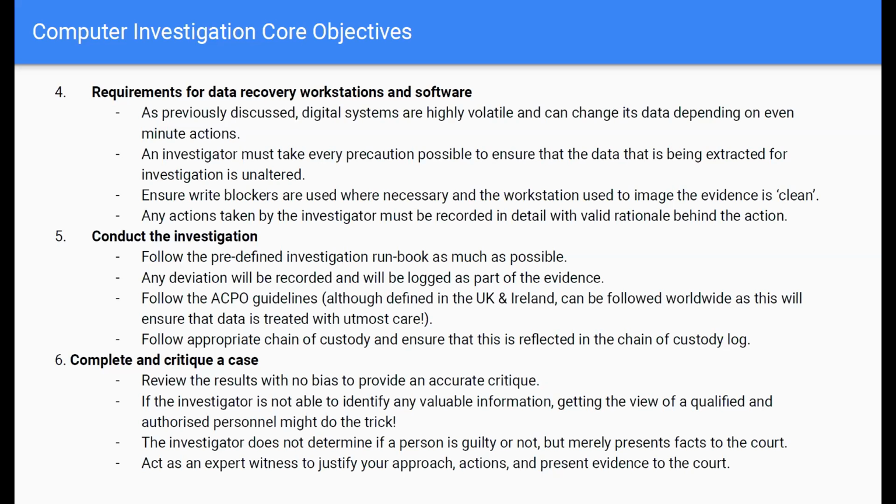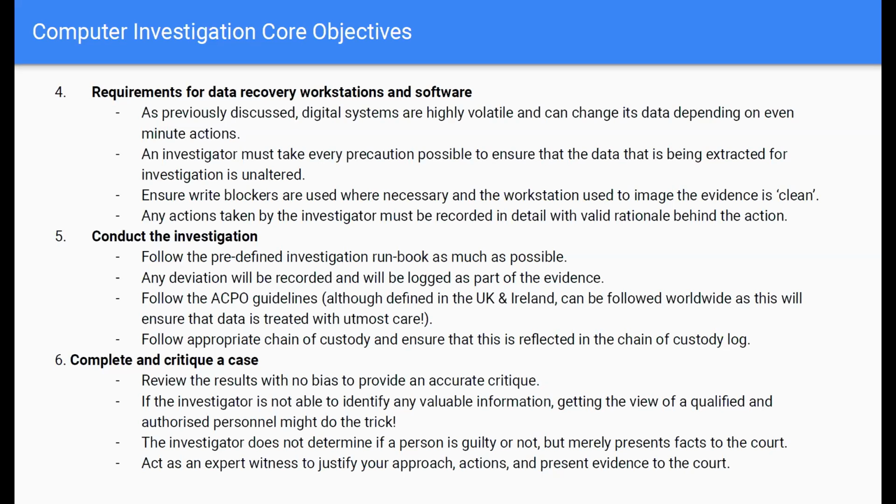So just a few things to keep in mind. Make sure everything's clean. Do your checks, take your time, but just make sure that the evidence that you're gathering at the end of the day is clean and unaffected by whatever you're doing. Obviously, the next point would be conduct the investigation.